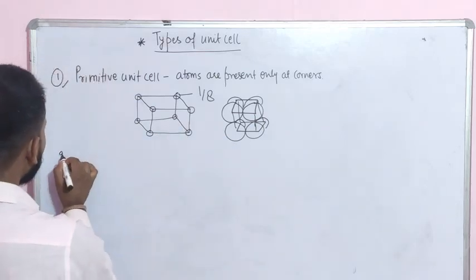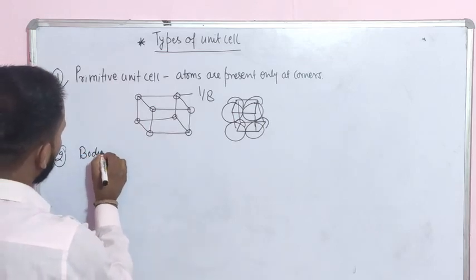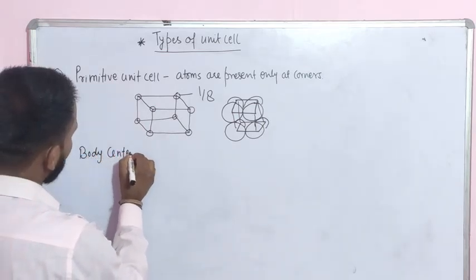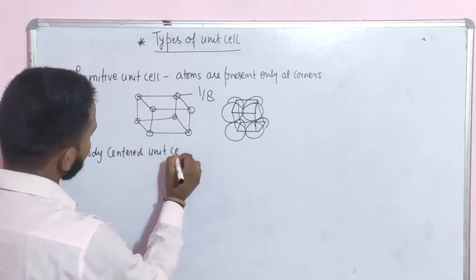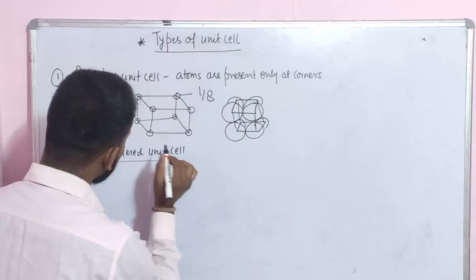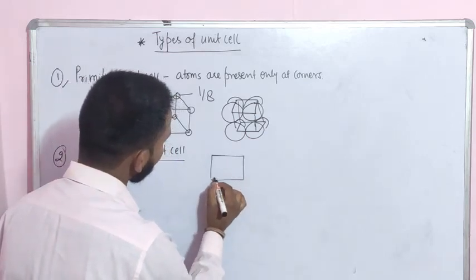Next we will deal with the body centered unit cell. So what is happening in this? This is another cube.